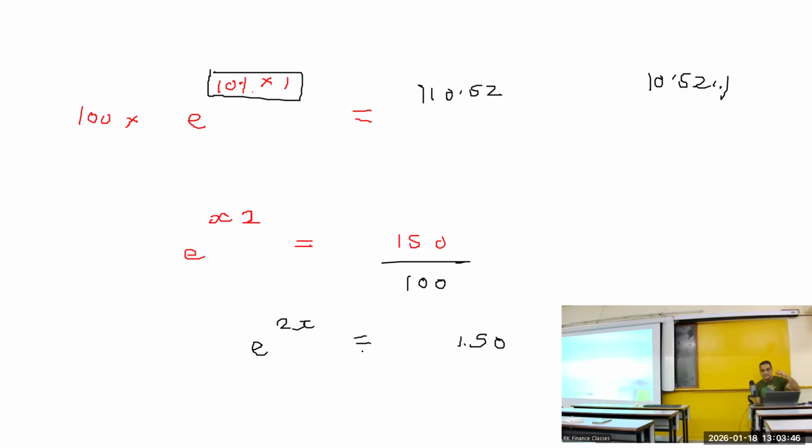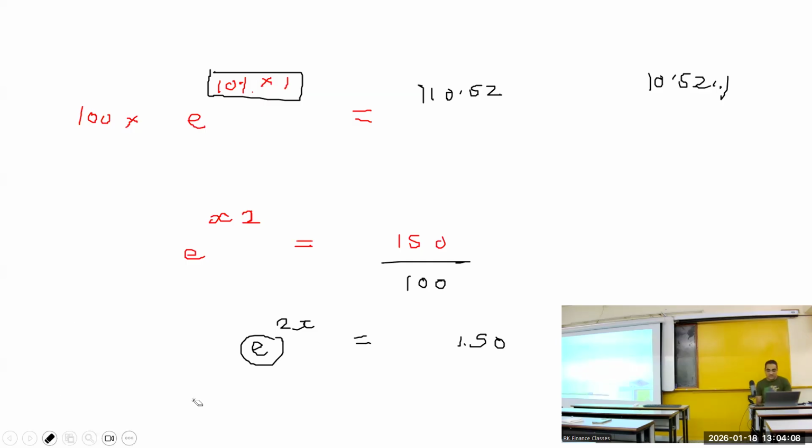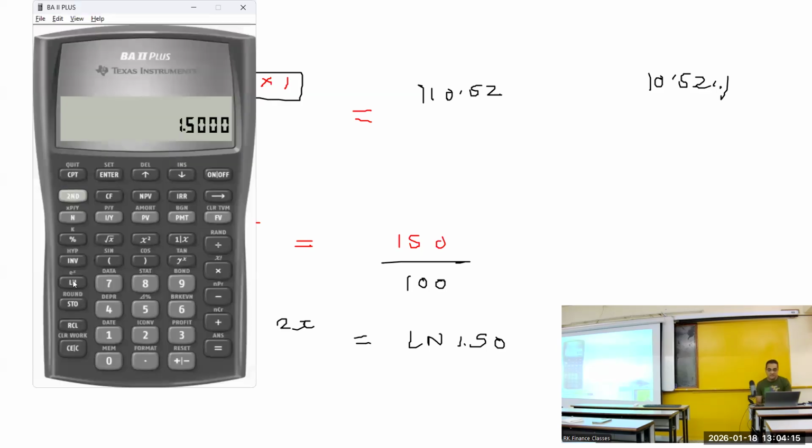Now, like we discussed, if there is a square on the left, then on the right it becomes a square root. Similarly, if there is a multiplication on the left, here it becomes a divide, and if there is a plus, here it becomes a minus. Similarly, if there is e on the left, then on the right it becomes ln. So this left e will go to the right and become ln. So after you get that 1.50, you have to press the button ln, and that's the answer for 2x. Divide that by 2, you get the answer for x, 20.27%.